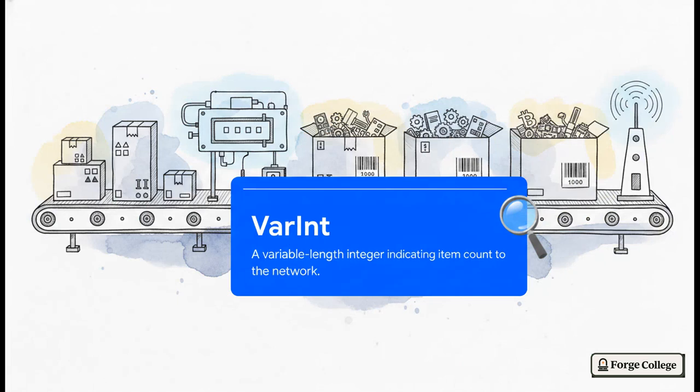That counter is called a varint, short for variable length integer. You can kind of think of a varint like a dynamic shipping label because a transaction could have one single input or it could have 1,000 inputs. We need a flexible way to tell the network what's coming next.